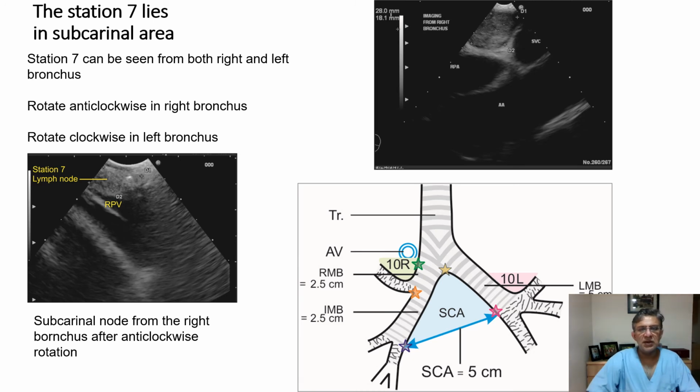Again, we are trying to show that station 7 can be seen from both the right and left bronchus, but when you are in the right bronchus you need anti-clockwise rotation, and when you are in the left bronchus you need clockwise rotation to see it. This figure shows broadly the boundaries of the subcarinal area, which we will elaborate more in our next few discussions.